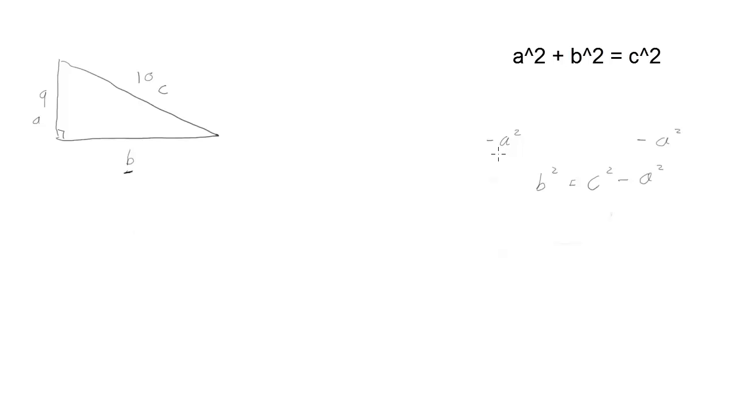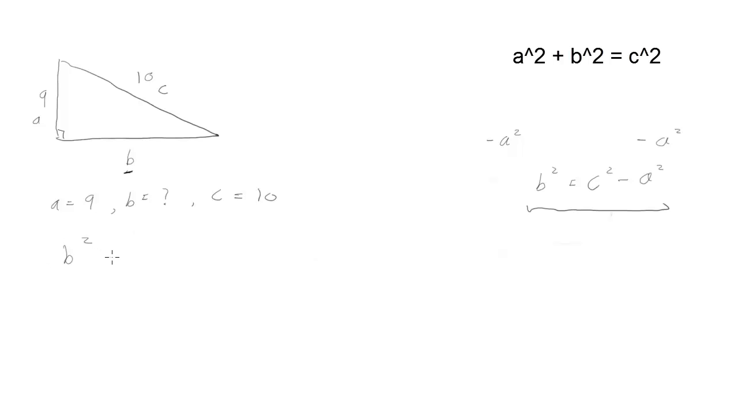Why did we take away A squared? Because it was a positive A squared, and we need to do the opposite. You know the opposite of addition is subtraction. We know that whatever we do to one side, we have to do to the other side. So, simple enough. Now we've rearranged our equation, time to put the numbers in. We know that A is 9, B is what we're looking for, and C is 10. We've got our rearranged equation here with B squared as the subject. So, let's put them in.